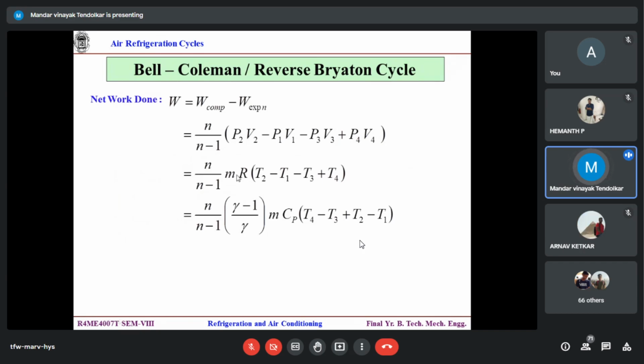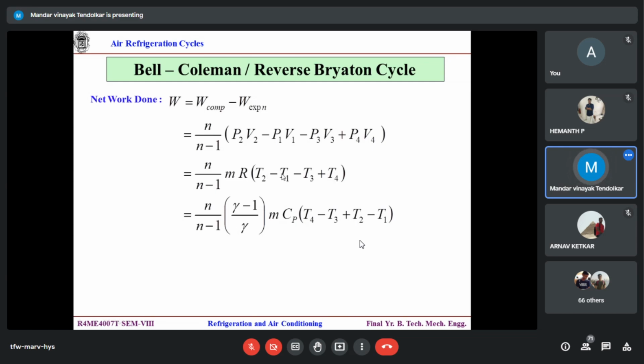Now I can say PV is equal to MRT. Nothing wrong in that. So MR anyway is taken out as constant. Here I get T2 minus T1 minus T3 plus T4. Correct. Now if I want to shift this R in terms of gamma and Cp, then I know the expression n upon n minus 1 and here gamma minus 1 over gamma. M as it is. And instead of R, I'm using gamma minus 1 over gamma into Cp. And I try to rearrange this term.